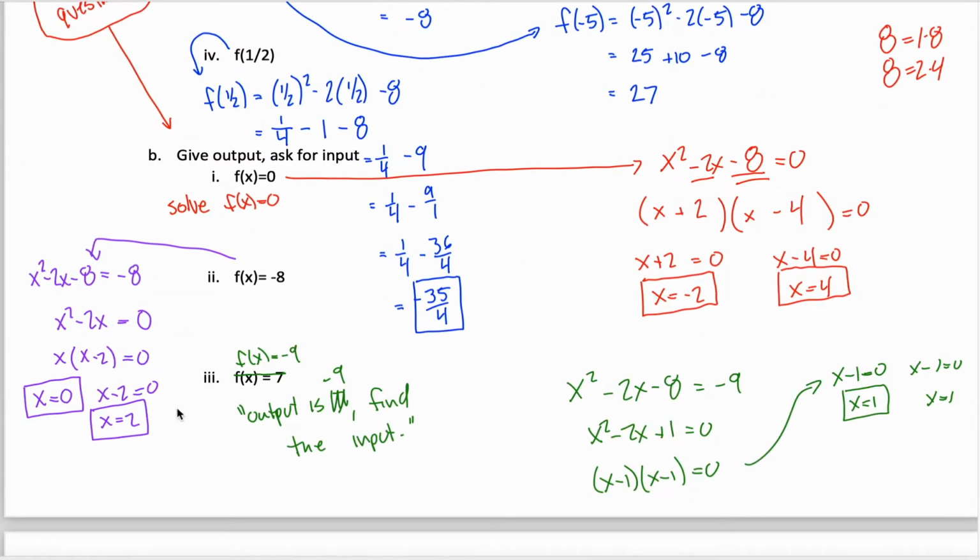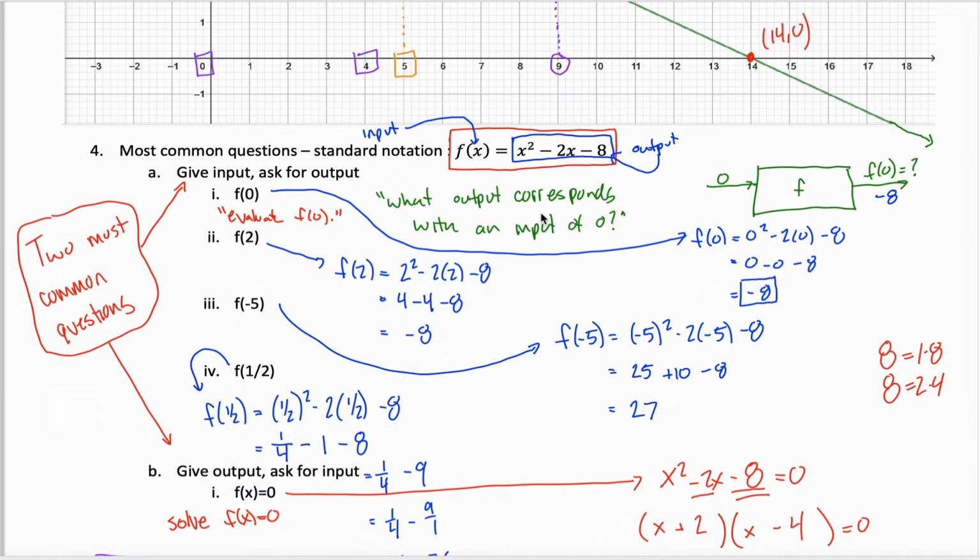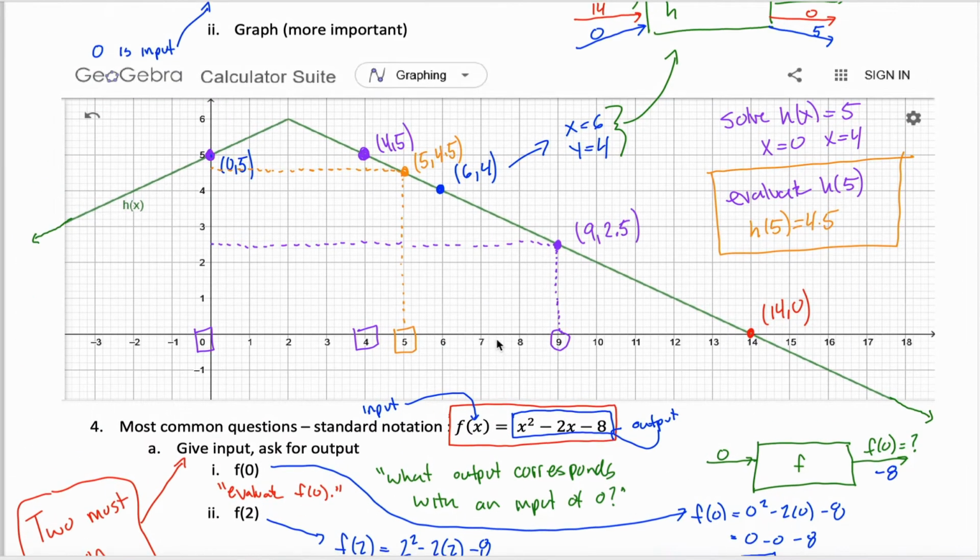However, down here, when I gave you the output and I asked you for the input, sometimes, not all the time, but sometimes, there was more than one answer. And that wasn't specific to when a function was given as an equation. That also happened when we talked about the graph. If I ask you for the output that corresponds with 4, there's only one answer. The answer is the number 5. But if I ask you for the inputs that correspond with an output of 5, there's two different answers. A 0 and a 4 both work.